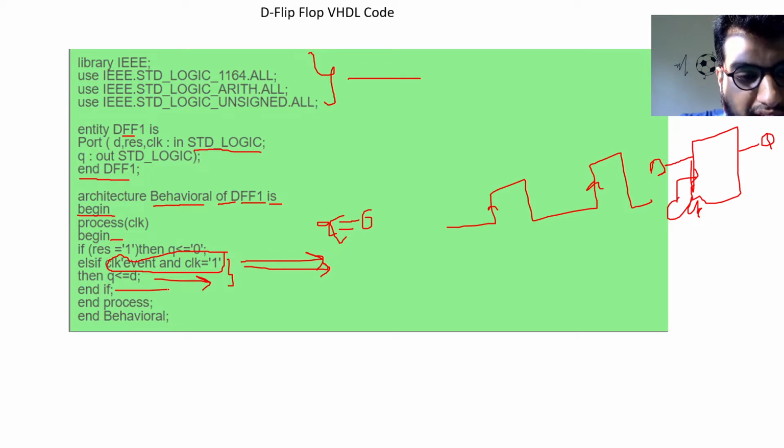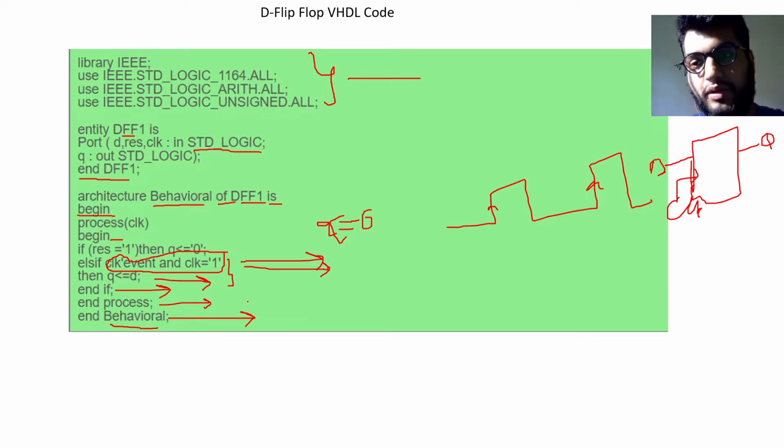Then I end my if statement, followed by a semicolon. Then end process followed by a semicolon, and then I end my architecture by using end and the architecture name followed by a semicolon. So this was just a brief idea about how we simulate these flip-flops, mux, and logic gates in the VHDL tool. You can refer to your textbooks or any references for more details. I just wanted to give you some brief idea about this.